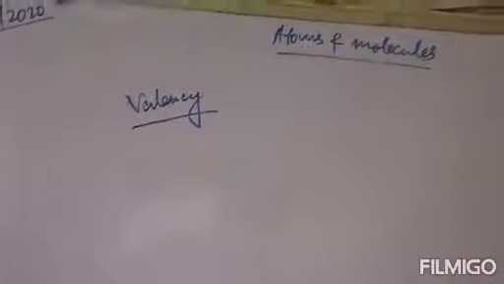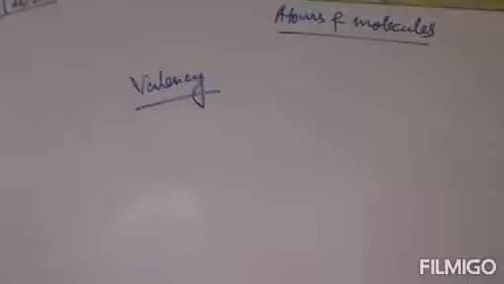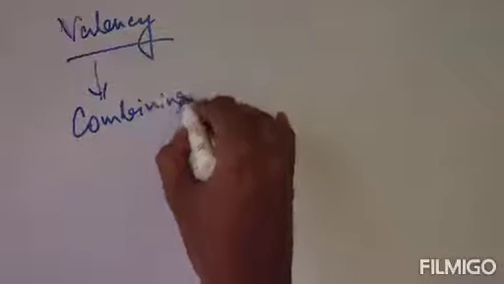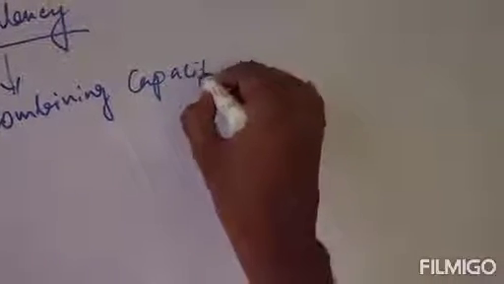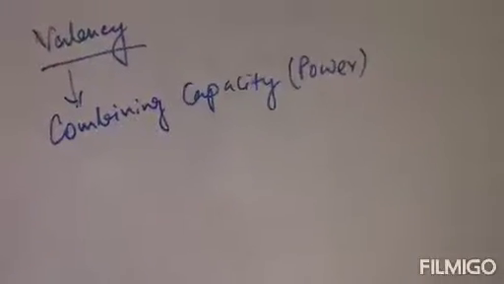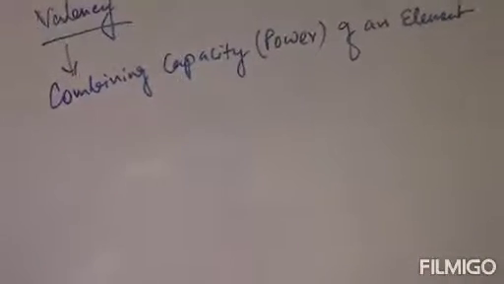Now what is valency? Valency is actually the combining power or combining capacity of an element, that is, how elements, atoms or ions combine with each other. The combining capacity or combining power of an element is known as its valency.